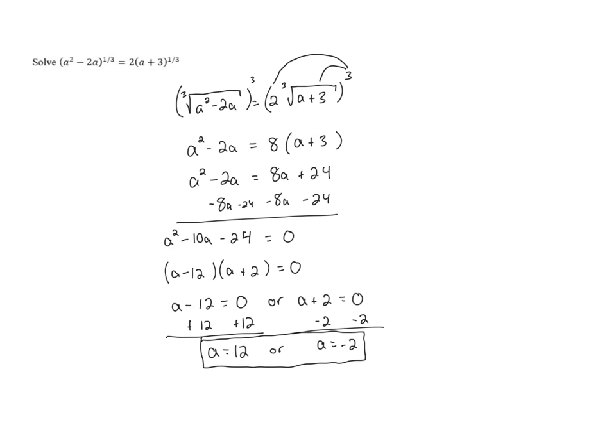You can always check these in the original equation if you like, but it's only a requirement when we are squaring both sides. When we're cubing both sides or raising both sides to an odd power, there's not the possibility of introducing extraneous solutions.